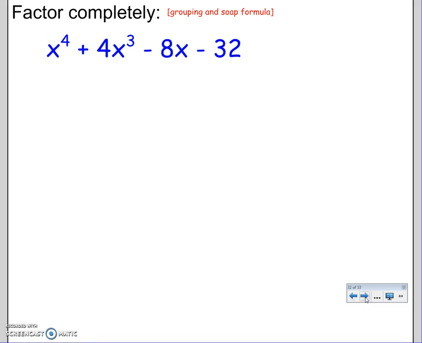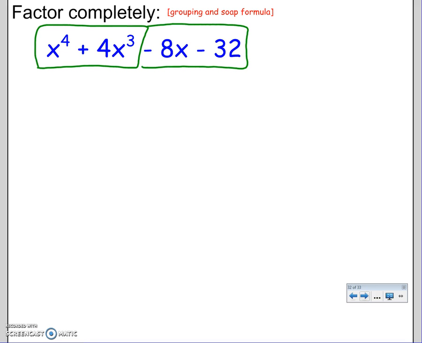Alright, factor completely by grouping in the slope formula. So this is kind of new. But grouping means if you have 4 or more terms, pair them up. So here's one pair, here's another pair. And factor means GCF. So the first 2 terms, I can take out x cubed. There's no number GCF, but there's a letter GCF. What's left over is a single x plus 4.